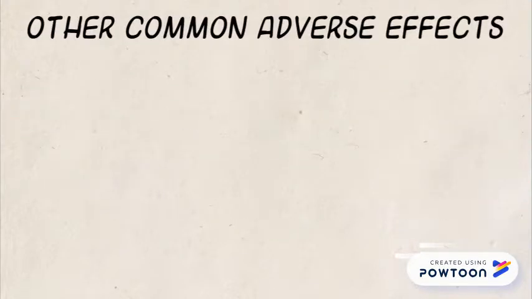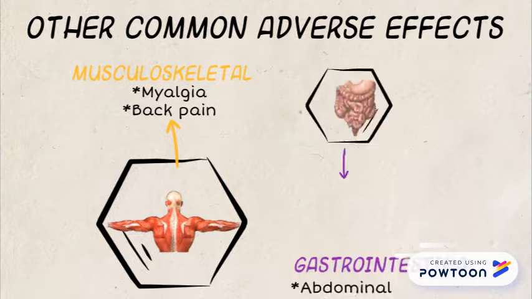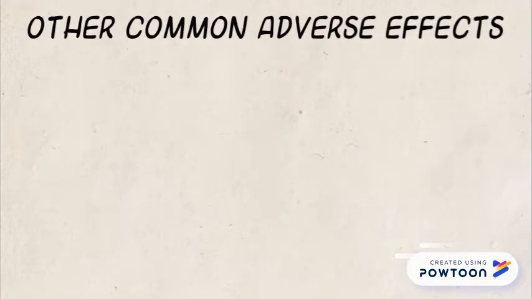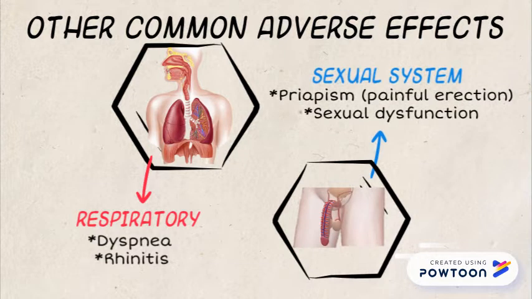Next, the other common adverse effects of doxazosin on the musculoskeletal system are myalgia and back pain. Meanwhile, on the gastrointestinal system, the adverse effects are abdominal pain and nausea. The next common adverse effects of doxazosin are on the respiratory system, which are dyspnea and rhinitis, and the last adverse effects of doxazosin are on the sexual system, which are priapism or painful erection and sexual dysfunction.